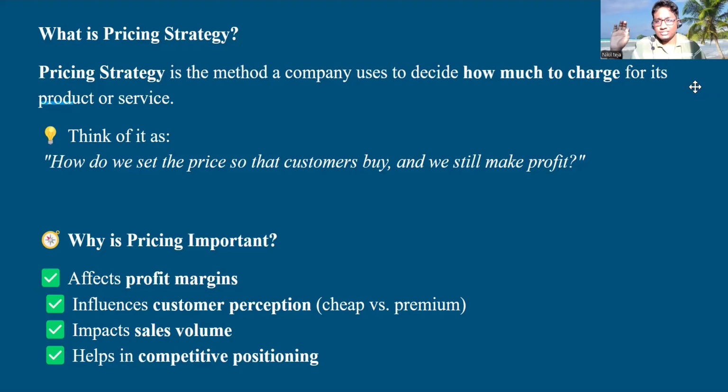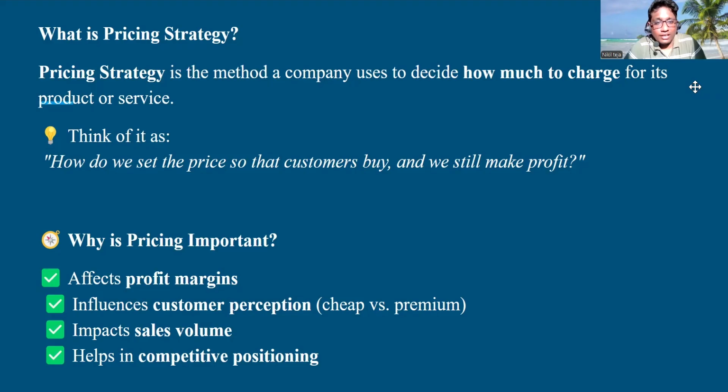Pricing is a double-edged sword, guys. Why? Because if you keep a high price, customers will go. If you keep a low price, profits will decrease. So you need to plan very carefully in order to price your product for the business. Let's see why pricing is important.